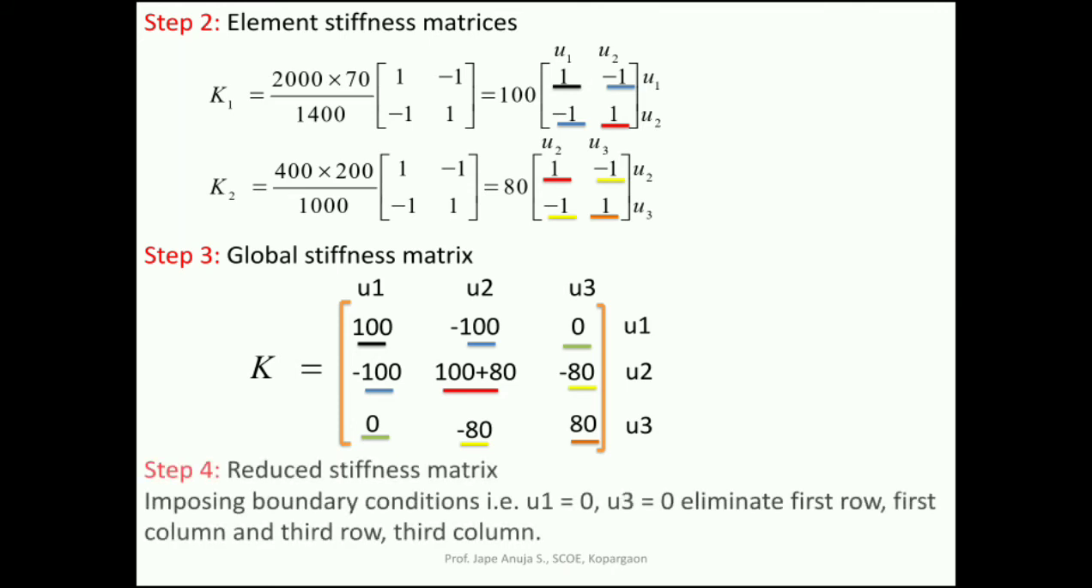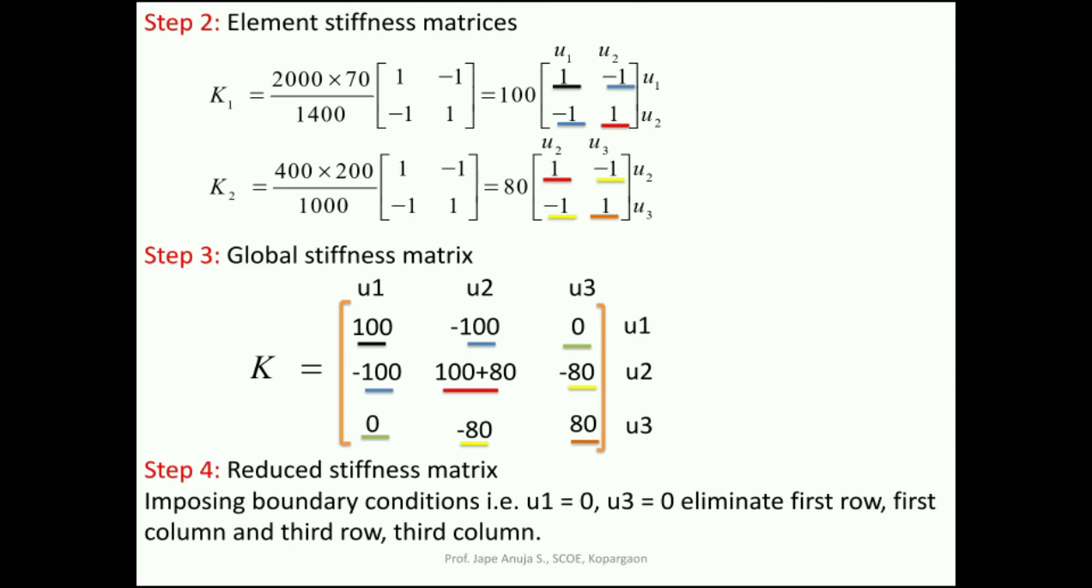Now the next step, step number 4, the reduced stiffness matrix. To write this reduced stiffness matrix, first you need to apply the boundary conditions. The boundary conditions that we defined in step number 1 are u1 and u3, that is at node 1 and node 3, as they are fixed supports. Therefore the displacement at those supports, u1 is 0 and u3 is 0.